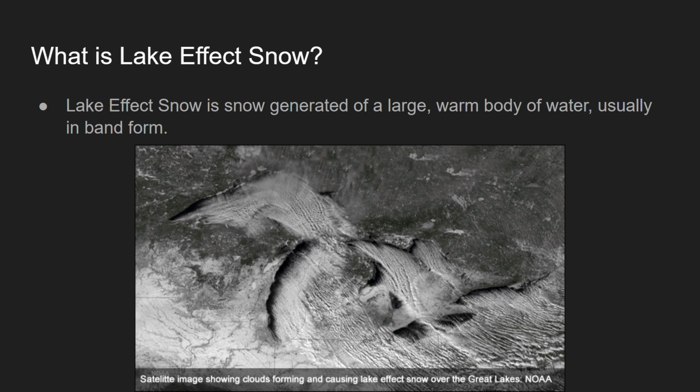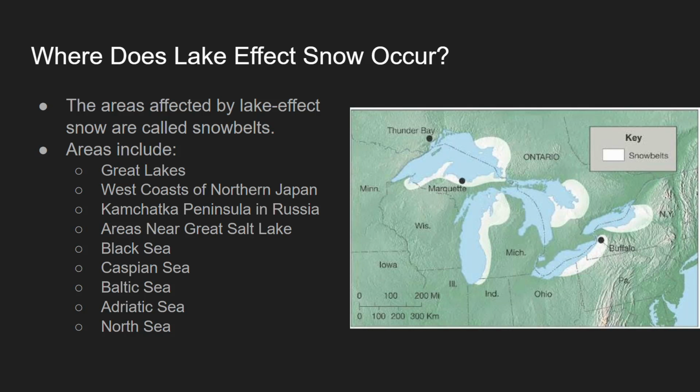So what is lake effect snow? Lake effect snow is snow generated off a large warm body of water, usually in the form of a band. And here's a satellite image showing clouds forming and causing lake effect snow over the Great Lakes in the US.